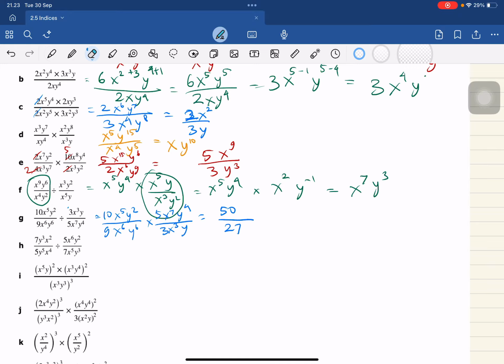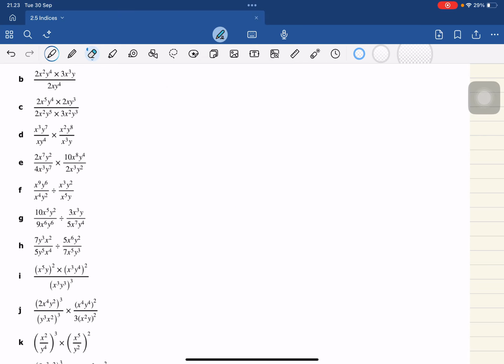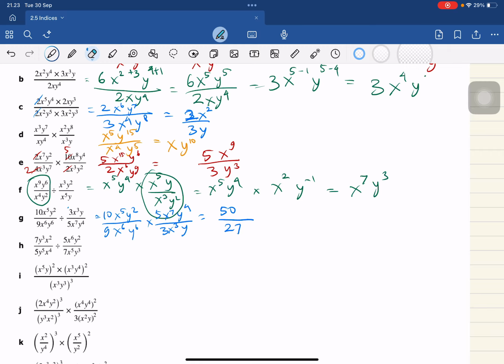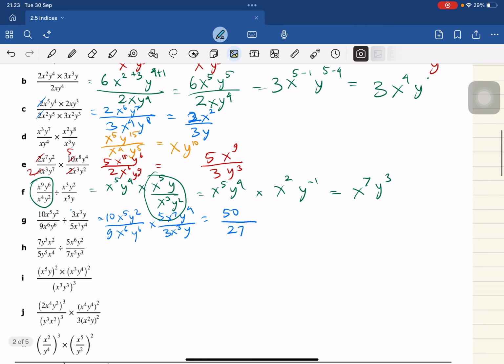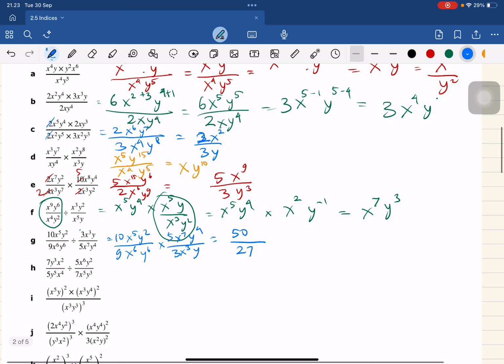Okay, let's talk about the letters. So we have x power of 5 and x power of 7, which will give us the answer of x power of 12 and then y power of 6. For the numerator it's going to be x power of 9 and then y power of 7. Okay, let's finalize it. So 50, x only 3 remaining, and then 27, only y.